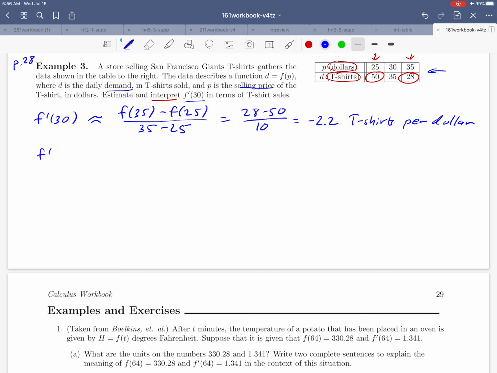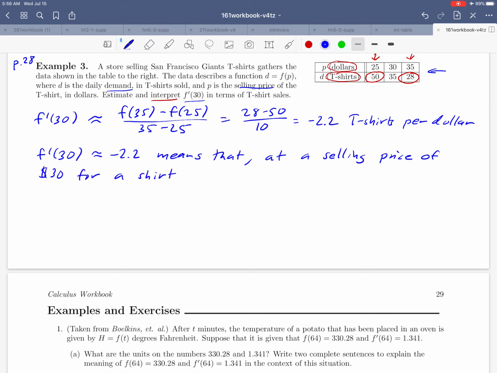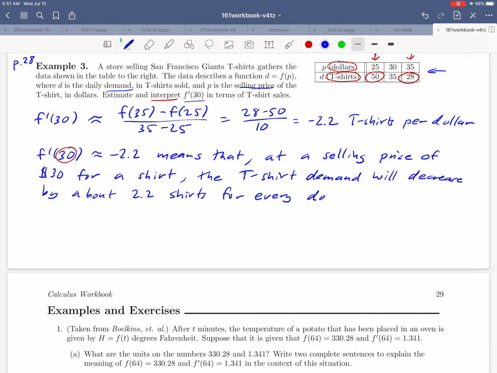So f prime of 30 equals negative 2.2 means that, at a selling price of $30 for a shirt, the t-shirt demand will decrease by about 2.2 shirts for every dollar increase in price. I'm just kind of explaining the significance of the 30 that we were substituting in there.